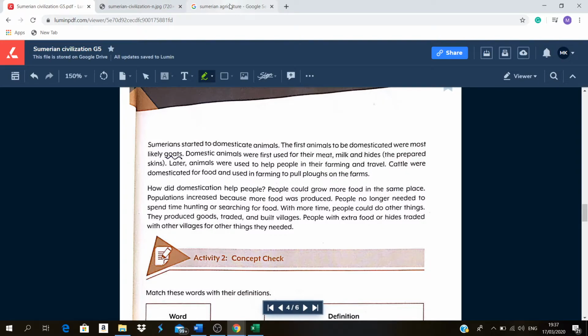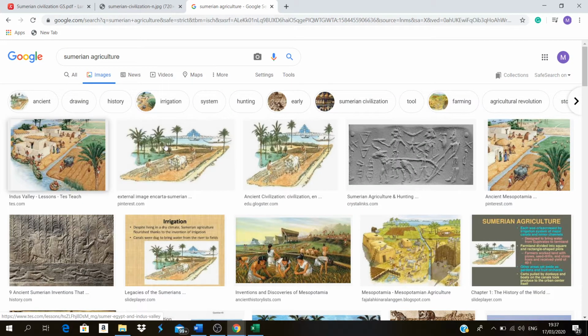Let's see how they were using cattle. They were using cattle to pull the plows to farm or to make the land ready before farming.